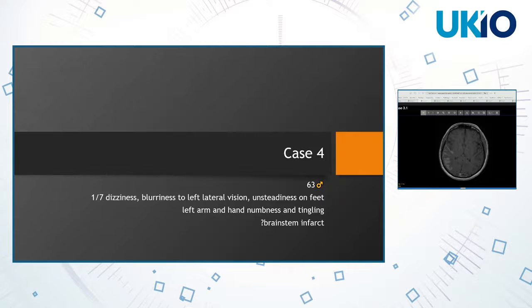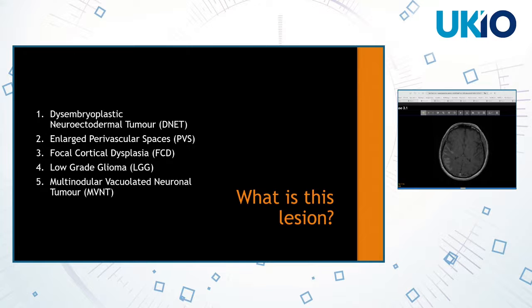Okay, so let's head to the next case. So this is a patient, 63-year-old male, presents with dizziness, blurred vision, unsteadiness. He's had left arm and hand numbness and tingling. And the question at the time of the scan was, is there a brainstem infarct? And the questions for you are, which of these conditions is the lesion that you're going to see? Okay, so if we head over to case 4, and I will share my screen.